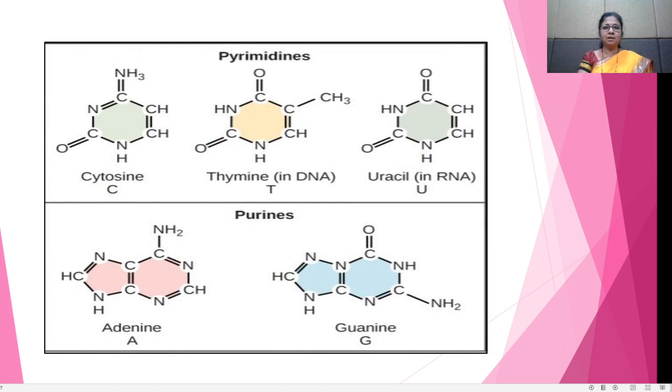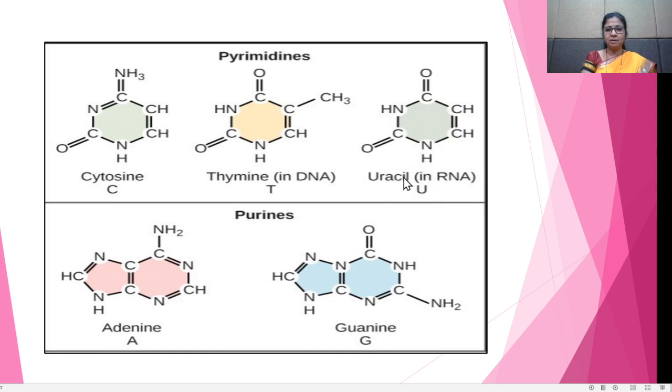Then see what the pyrimidine bases are. These are the structures of the pyrimidine bases. The pyrimidine bases are cytosine, thymine and uracil, and the purine bases are adenine and guanine. DNA contains the pyrimidine bases cytosine and thymine, and uracil is present in RNA.